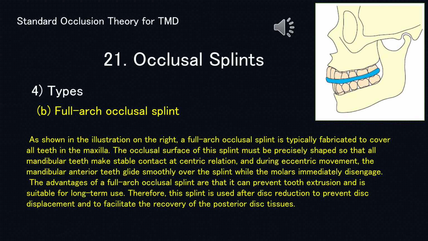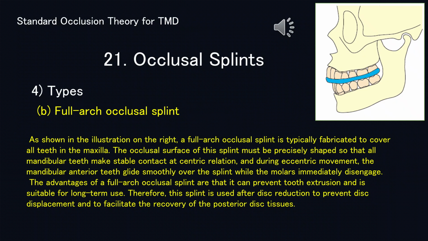B. Full arch occlusal splint. As shown in the illustration on the right, a full arch occlusal splint is typically fabricated to cover all teeth in the maxilla. The occlusal surface of this splint must be precisely shaped so that all mandibular teeth make stable contact at centric relation, and during eccentric movement, the mandibular anterior teeth glide smoothly over the splint while the molars immediately disengage.